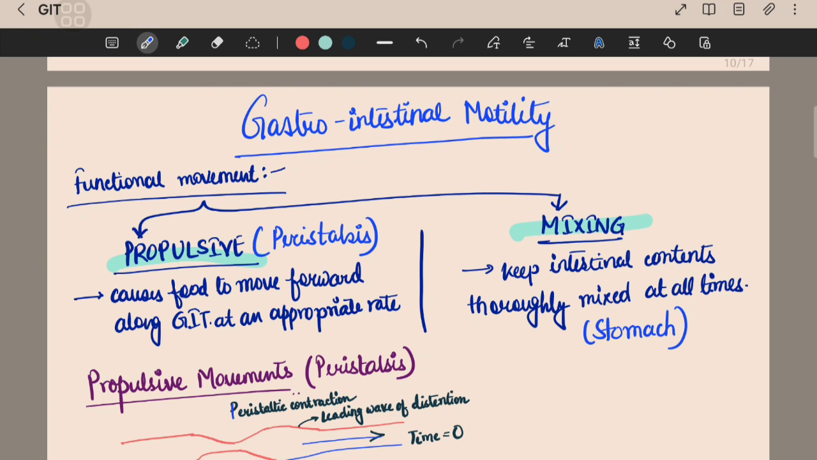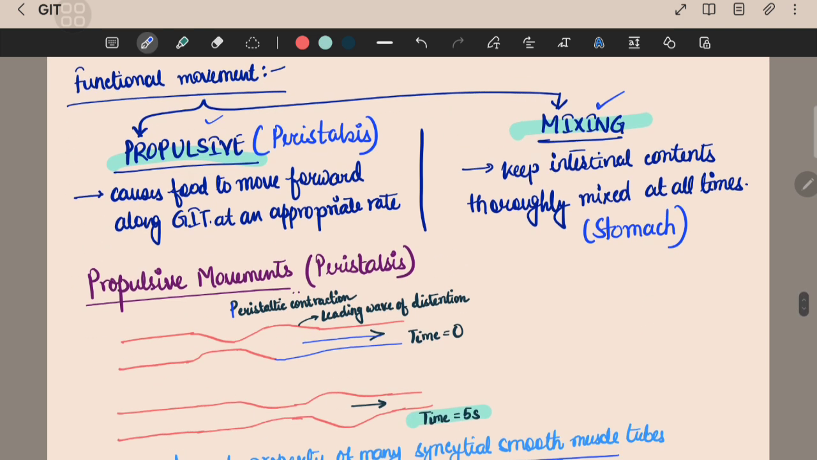Okay, so the functional movement, there are two types. One is the propulsive movement and one is the mixing movement. So propulsive movement, they are the peristaltic movements where food moves forward along the GIT at a certain rate. That depends on the rate of peristalsis. And one is the movement of mixing that mainly happens in the stomach, where the food contents are thoroughly mixed and churning of food occurs in the stomach.